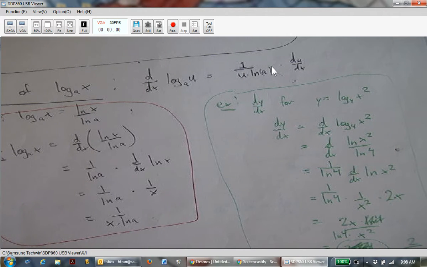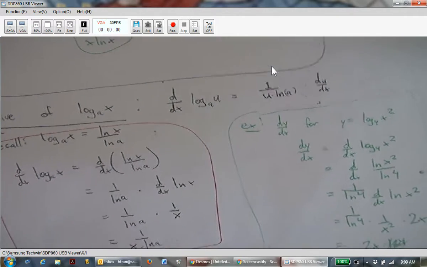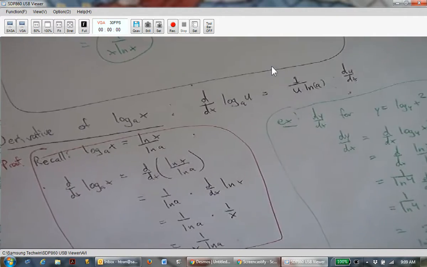Would that be the reduced form? Yes, that would be the reduced form. Good job.